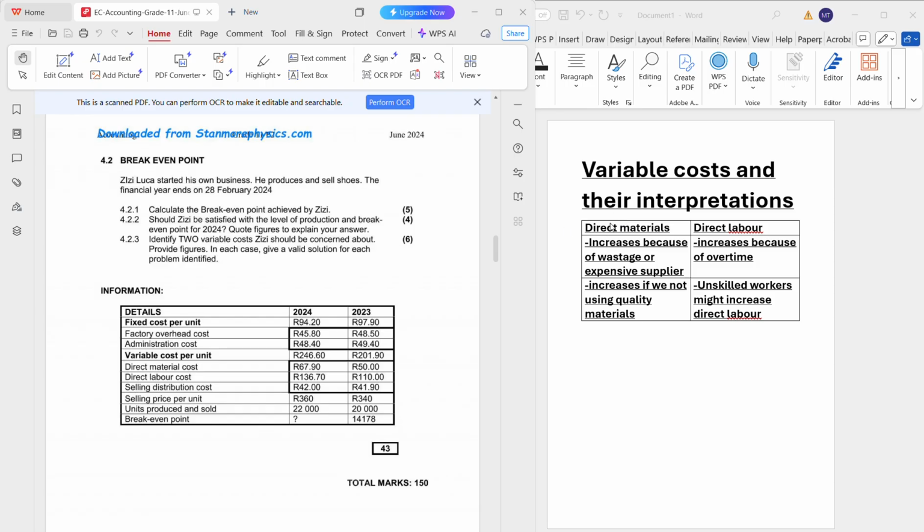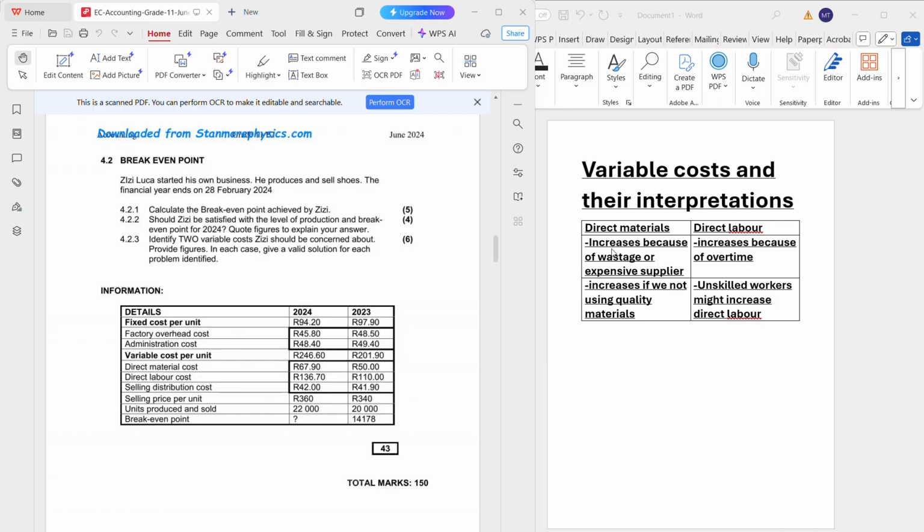So if our direct materials increase, it increases because of maybe wastage, we are wasting too much resources, or we are using expensive suppliers. So if we are using expensive suppliers, our direct materials will be expensive. Also it increases if we are not using quality materials. If we are not using quality materials, it means there will be wastage and we'll have to buy more. Our direct labor increases because of maybe workers working overtime, or we have unskilled, inexperienced workers. They will increase our direct labor.